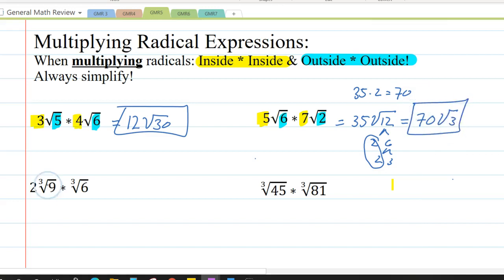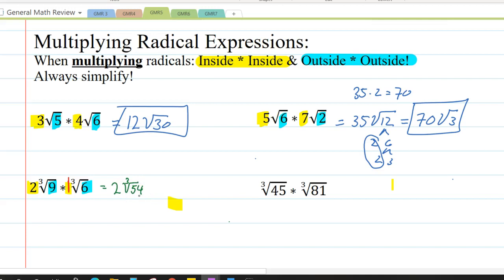Moving on, I have the cubed root of 9 and the cubed root of 6. Well, I can't get rid of the 9 because it's a cubed root and not a square root. So I'm simply going to have to multiply them. Outside times outside and inside times inside. Now, what is the outside of the second number? Well, it's the invisible 1. Make sure you always write your invisible ones. 2 times 1 is equal to 2. Cubed root 9 times 6 is 54.